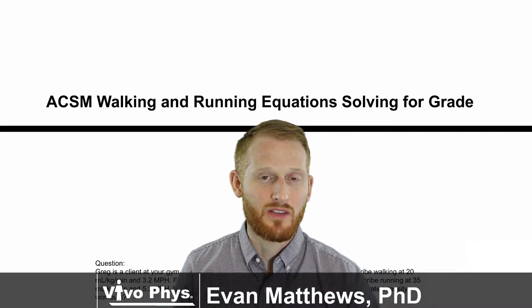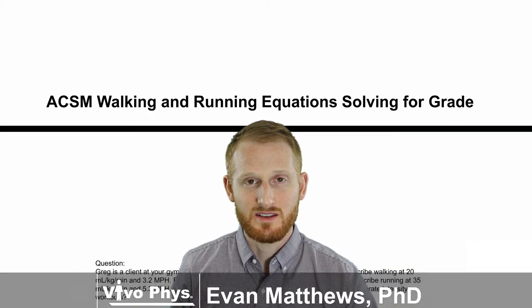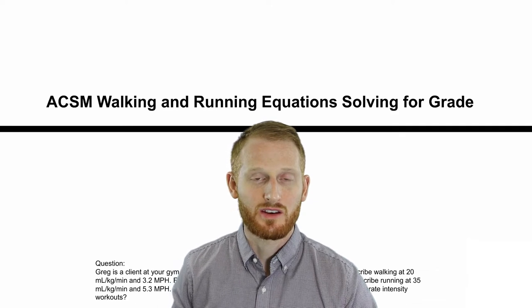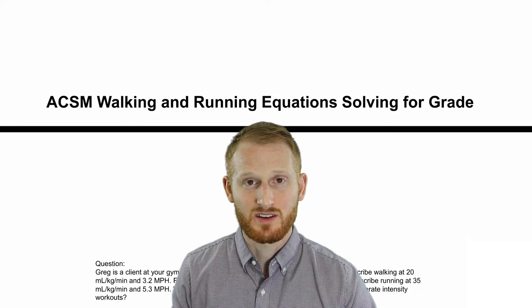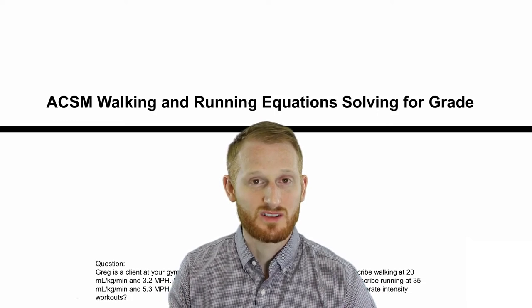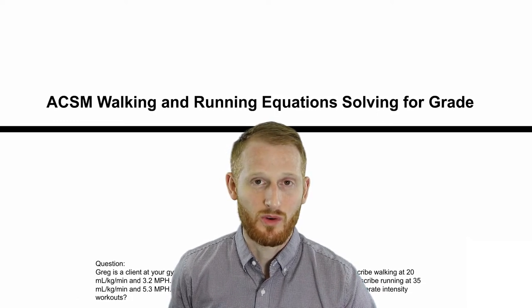Hi, I'm Dr. Matthews. I'm going to be showing you how to use the ACSM walking and running equations in order to calculate grade of the treadmill when you already know the speed as well as the oxygen consumption that the participant or the client is shooting for with the exercise bout.